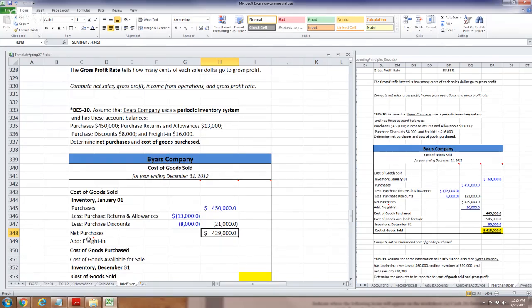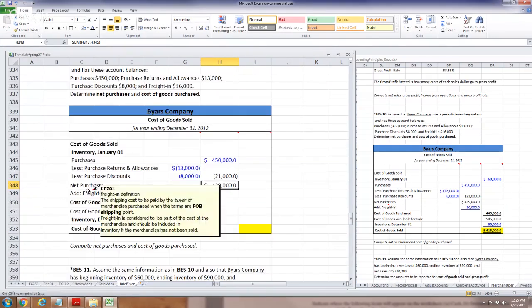Let's just quickly remind ourselves what freight in means. Shipping costs paid by the buyer. So when you buy from Amazon, you're paying for it, because you're spending money to get whatever you're buying, clothes or t-shirts or whatever it might be. That expense gets piled into your inventory. It says the freight is part of the cost of merchandise purchased. Okay, so it's all that.